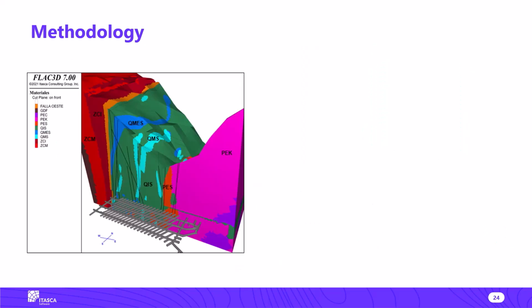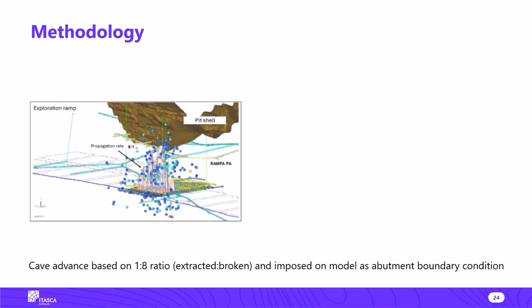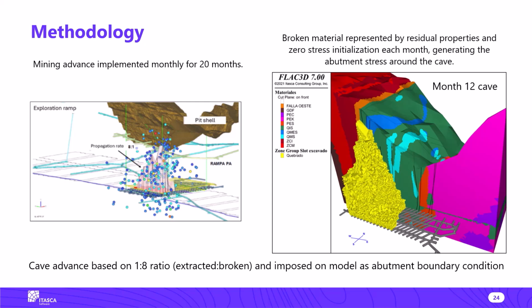Here you can see a cross-section through the center of the macroblock with the relevant geotechnical units identified. Then, from the available seismic monitoring information, CODELCO determined that the cave advance has followed a more or less 1:8 ratio between the extracted and broken height, and this was the criterion used to represent the cave shape as time goes on. The image on the right shows an example cave geometry for month 12. It's worth noting that each time the cave is updated according to the extraction mine plan, the stresses in the broken material are reset to 0, allowing proper definition of the abutment stress condition.